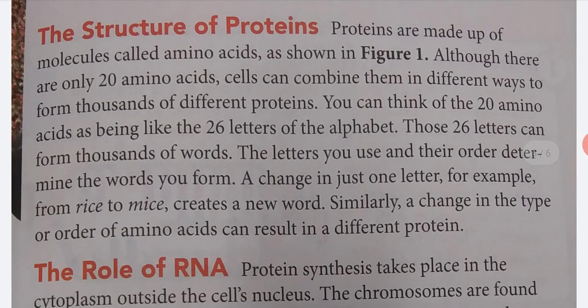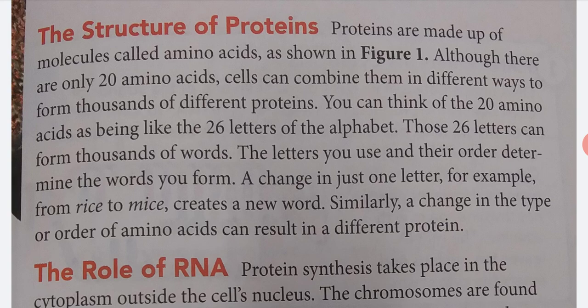The structure of proteins. Proteins are made up of molecules called amino acids, as shown in Figure 1. Although there are only 20 amino acids, cells can combine them in different ways to form thousands of different proteins.